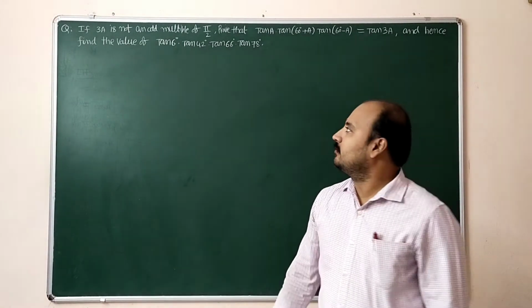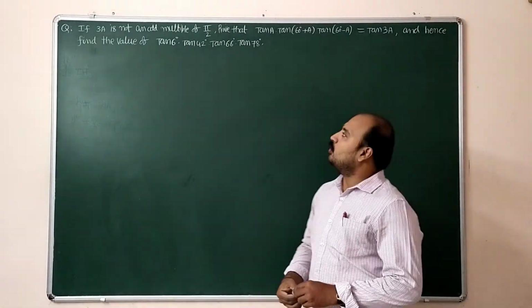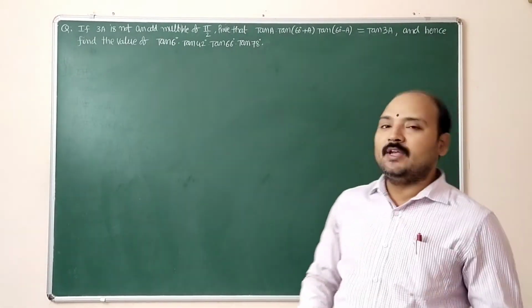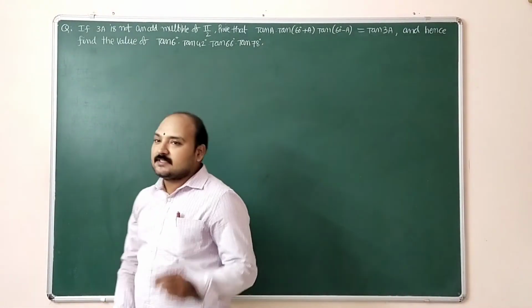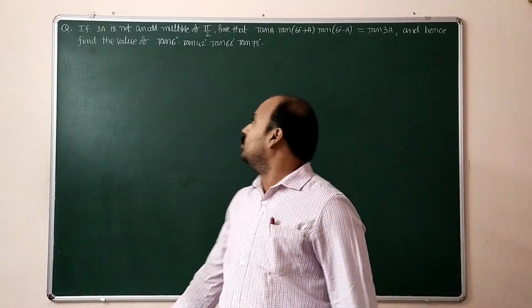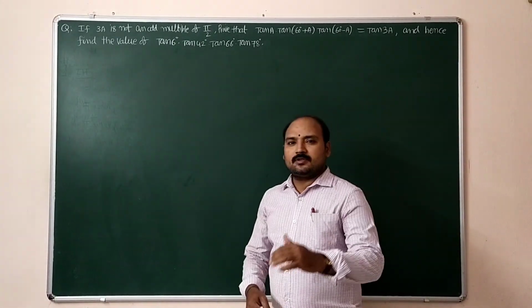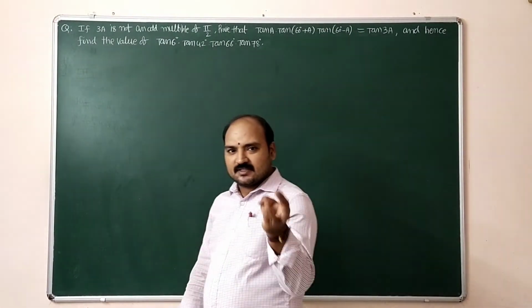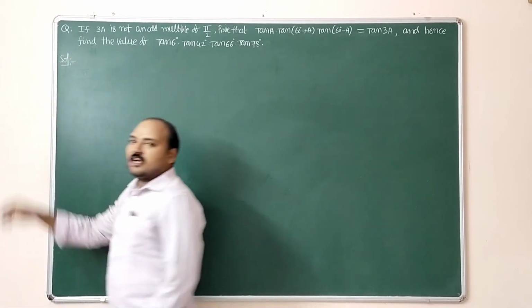The next question. If 3a is not an odd multiple of pi by 2, prove that tan a into tan 60 plus a into tan 60 minus a is equal to tan 3a, and hence find the value of tan 6 degrees, tan 42 degrees, tan 66 degrees and tan 78 degrees. So here, in previous questions we discussed the relation between sine and cos. To solve this question we need to take the help of those results.